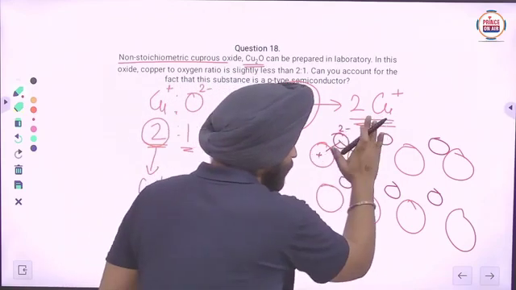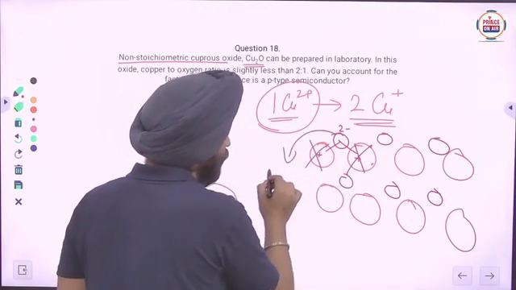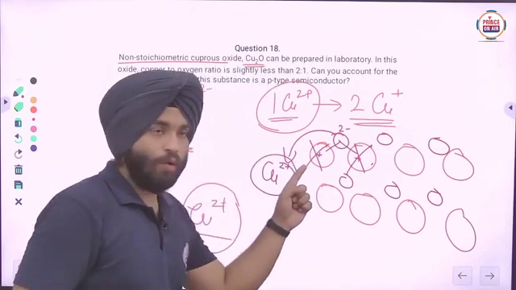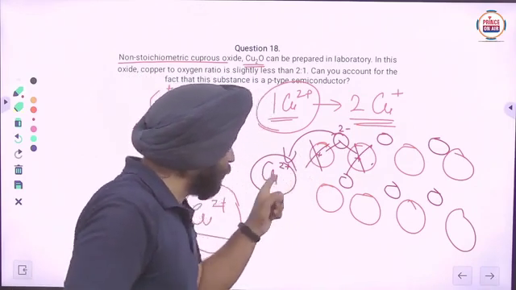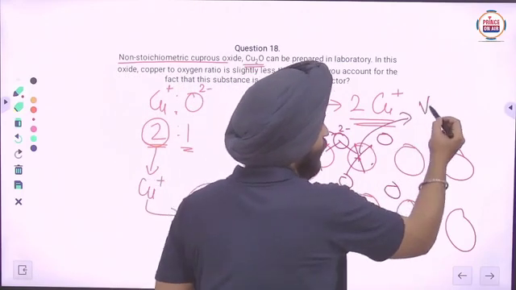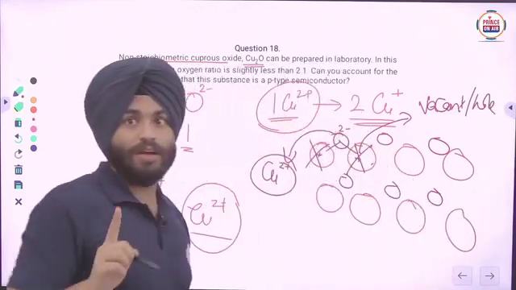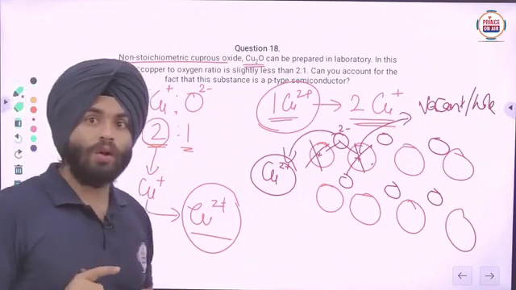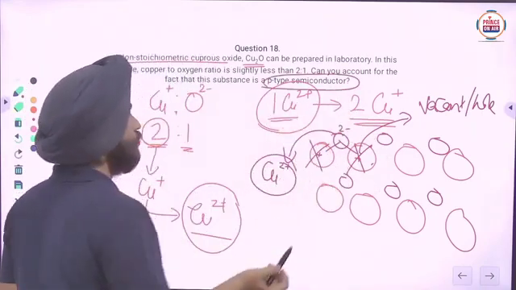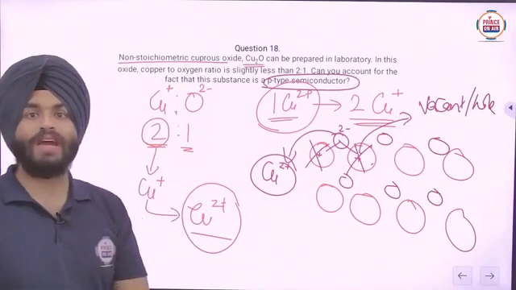If I replace this one and this one and place only copper 2 positive ion here, then at only one place the copper 2 positive ion can be occupied, but another place is vacant, or you can say it will create a hole. So if it is creating a hole, which type of semiconductor will be formed? P type. So that was the question here.